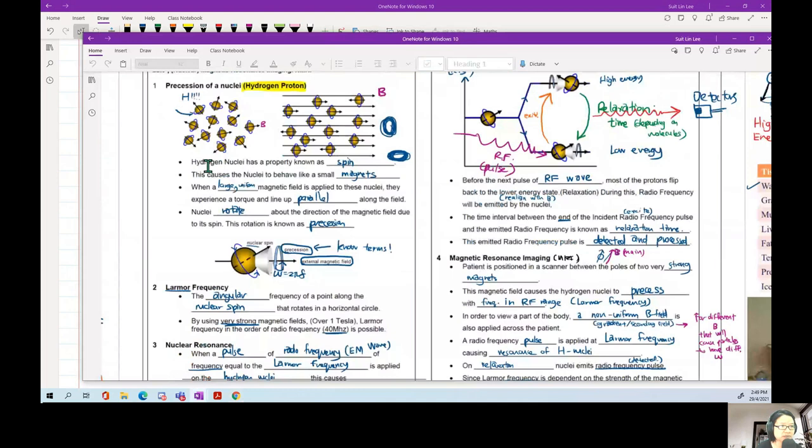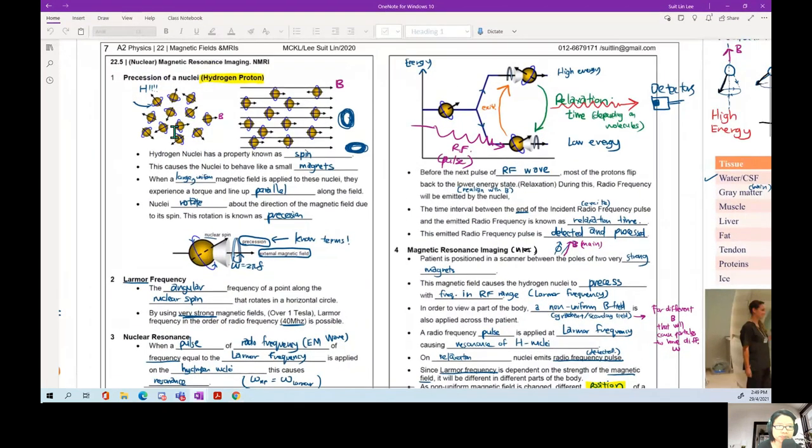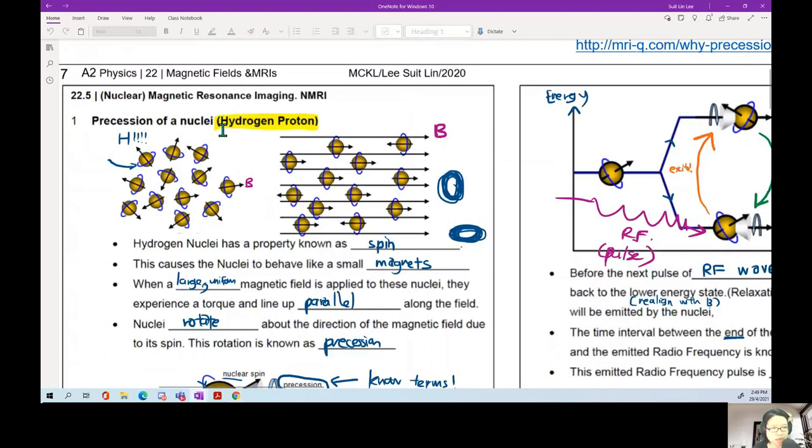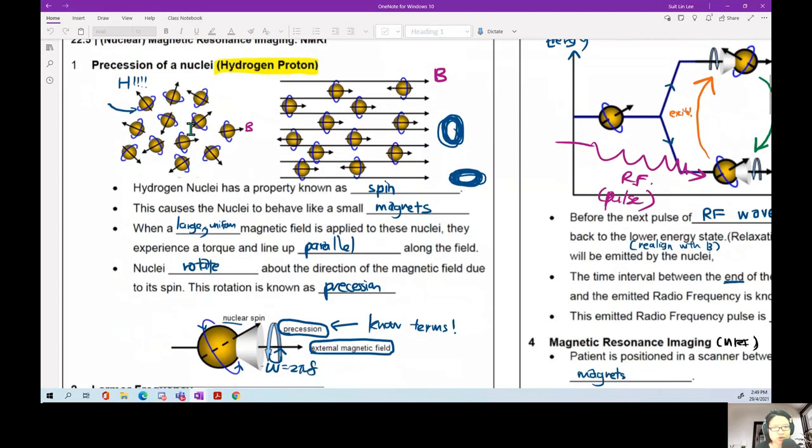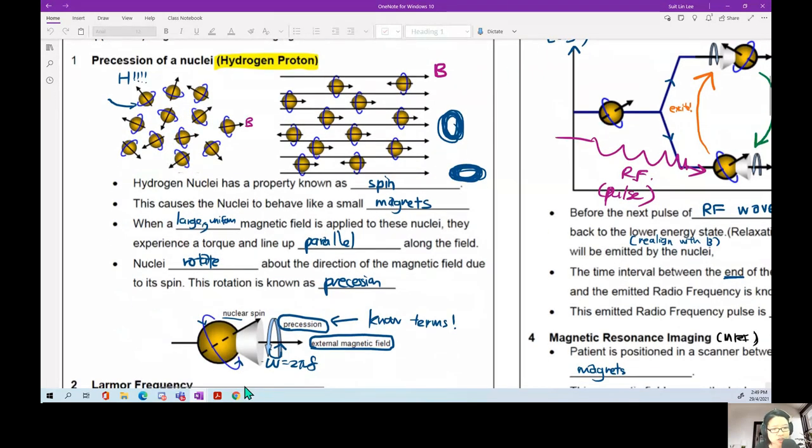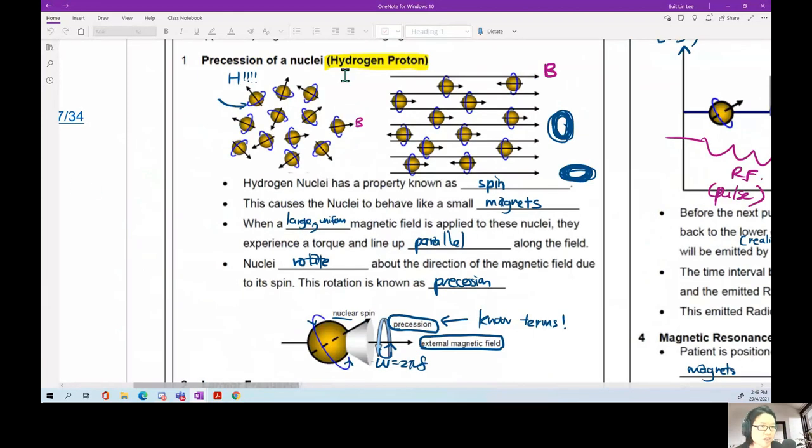Okay, so when we talk about MRI, it's called magnetic resonance imaging because we are going to resonate the hydrogen particle. So here, we went through a step-by-step process to explain what is precession. Precession is when you have your hydrogen nuclei and they spin around. Because they are spinning around, they behave like tiny magnets, because the hydrogen nuclei has charge. When the charge is spinning around, it creates a magnetic field. See, this blue loop is current, so the arrow is the magnetic field. You can use the right-hand grip rule. So the nuclei will behave like small magnets.